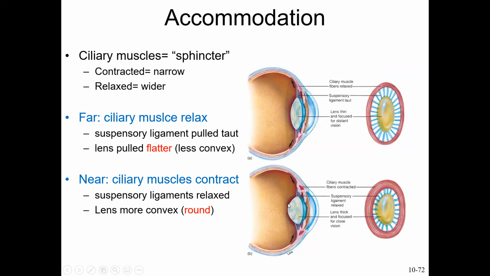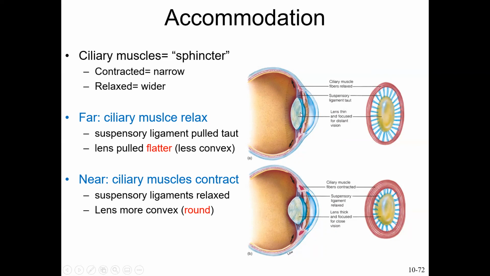Now, let's say that you're looking at something far away and then you look at something close up. Okay, so we need to change the angle of refraction by changing the shape of the lens. And we do that by contracting those ciliary muscles. Okay, so here's the ciliary muscles. They're organized in a circle. So when they contract, again, it's like a sphincter. It'll make it so that the diameter across is shorter. And if the diameter across is shorter, that means that those suspensory ligaments, also known as ciliary zonules, are going to be looser, right? They're not held as tightly, they're not taut, okay? And so that means that they're not pulling on the lens as much, and so that allows the lens to become rounder or more convex, okay?